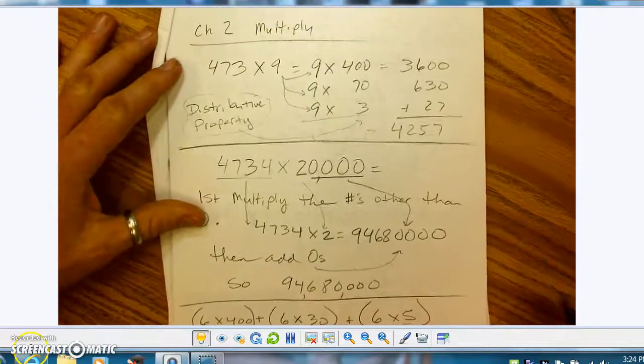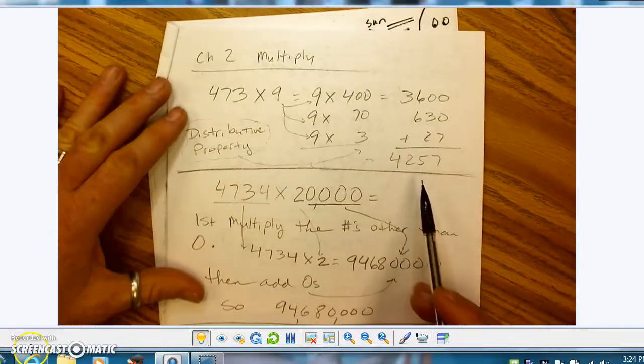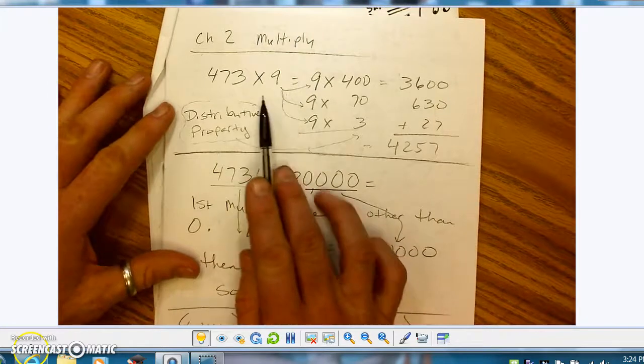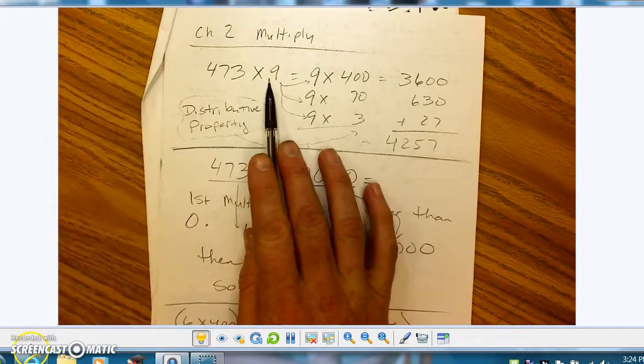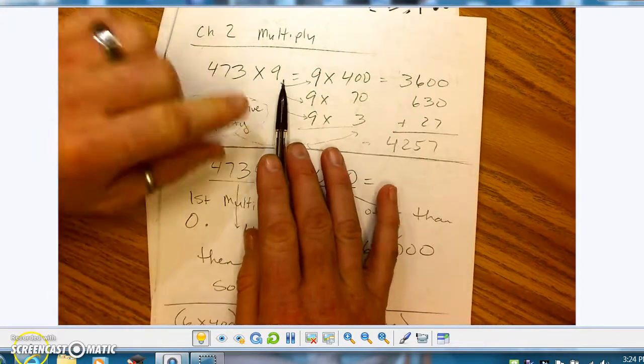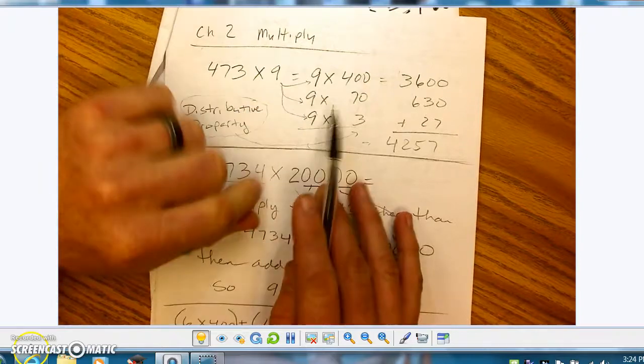Going fast because I'm trying to get as much in as I can in a few minutes. Okay, what about multiplying? We got 473 times 9. Okay, we could blow it up, expand it.